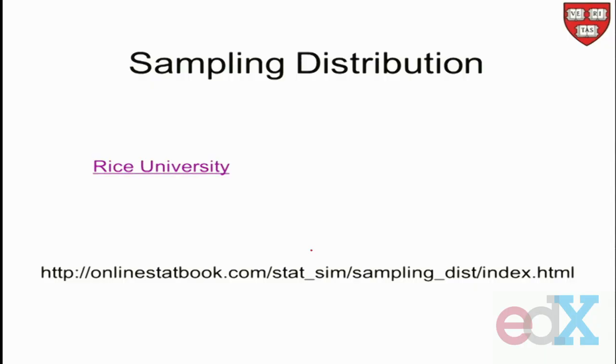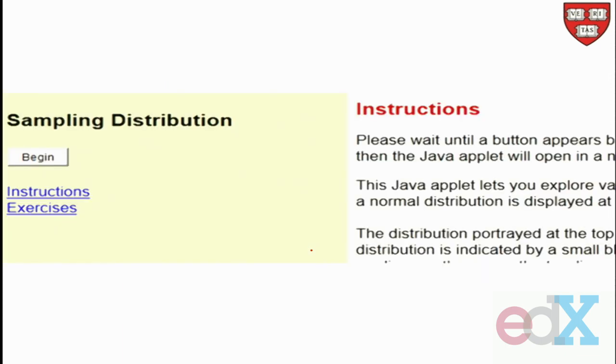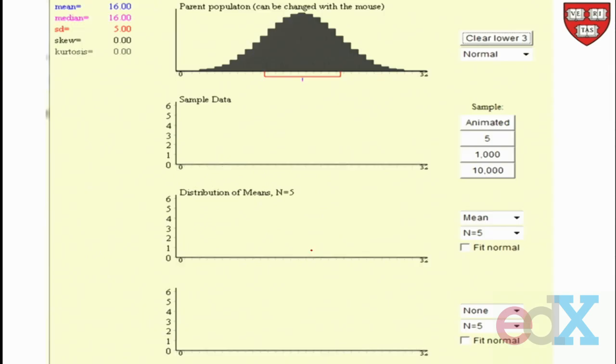All right, what we're going to do is we're going to go to this website, which is run by the statistics department at Rice University. So when you get there, you see this and click on begin, and this is what you're going to see. So we have before us a population, and that is the top panel here. Then what we're going to do is take a sample from that population, and you will see the sample displayed here.